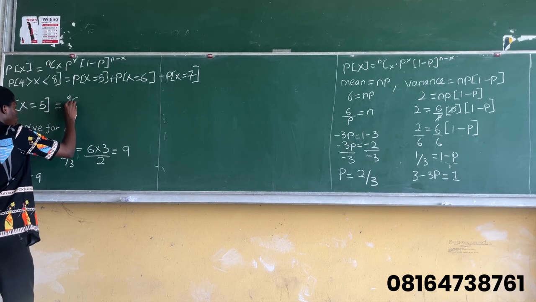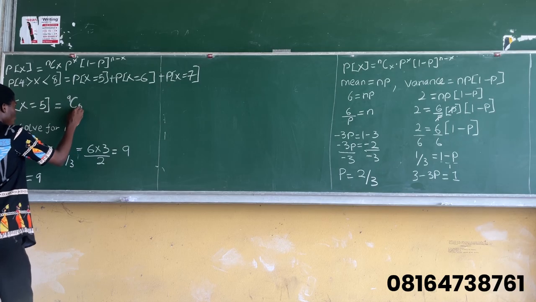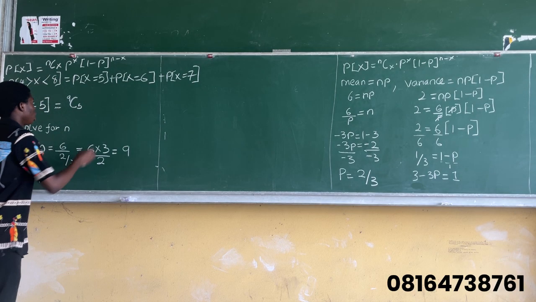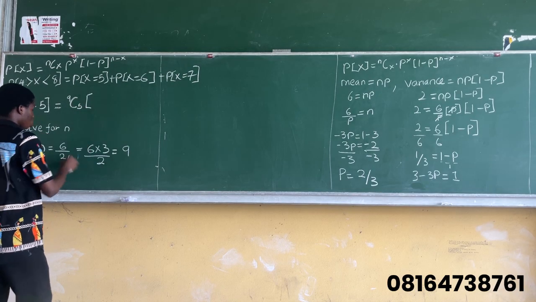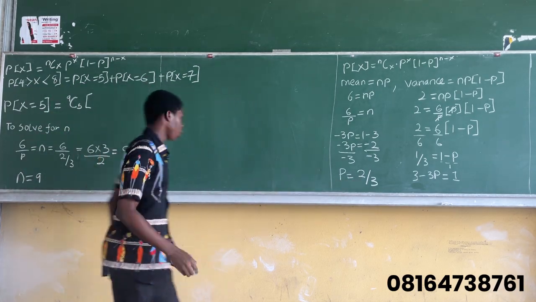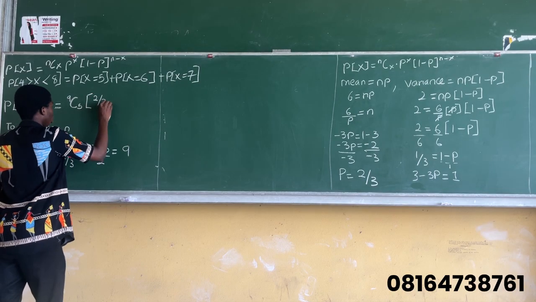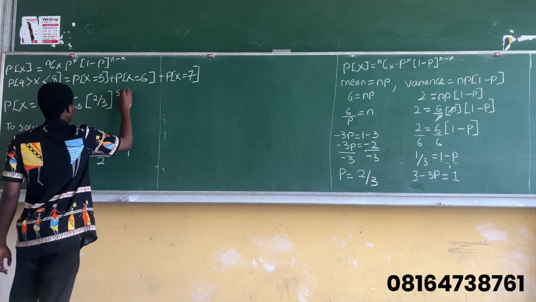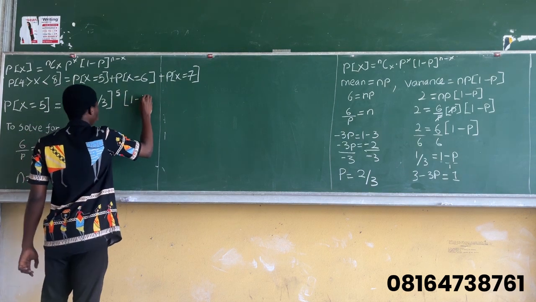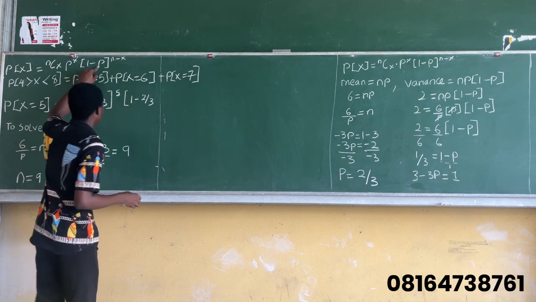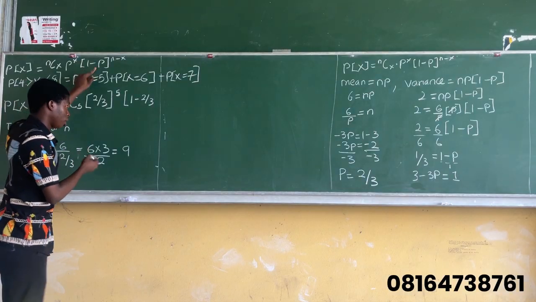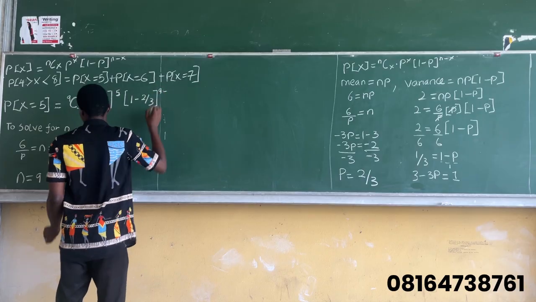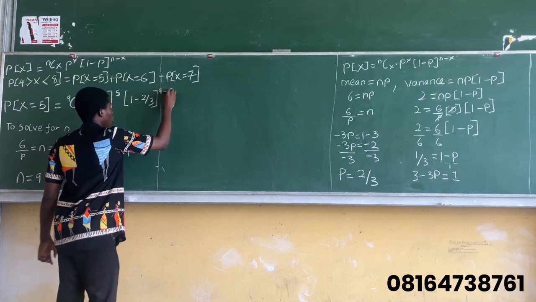9 combination, our x is 5. As I told you earlier, this is the value of x. We are going to be putting it here. p is what? From here, we can see that p is 2 over 3. So this is 2 over 3 raised to power x, which is 5, times 1 minus 2 over 3, the probability of us succeeding. This is just like the complement. So now, n is what? 9 minus x. Our x is 5.